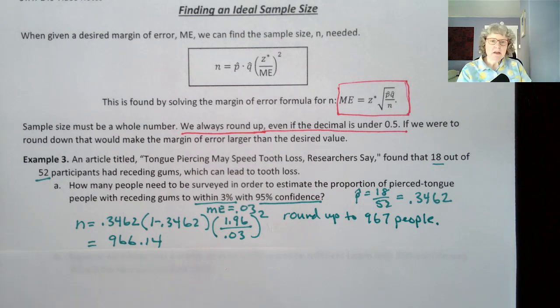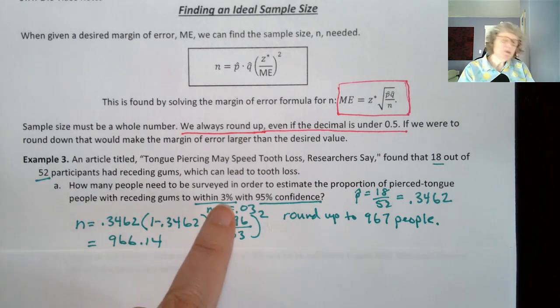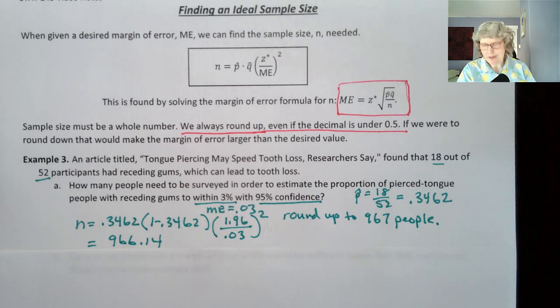people. Okay, if we were to round down, and then we calculate our margin of error, so if we went down to 966, calculate our margin of error, it would be bigger than 3%. It would be 3 point something percent. Probably pretty small, but we wouldn't be within 3%. So this is a case where we need the 0.14 of a person, so we're going to round up and survey the entire person. Okay, great.